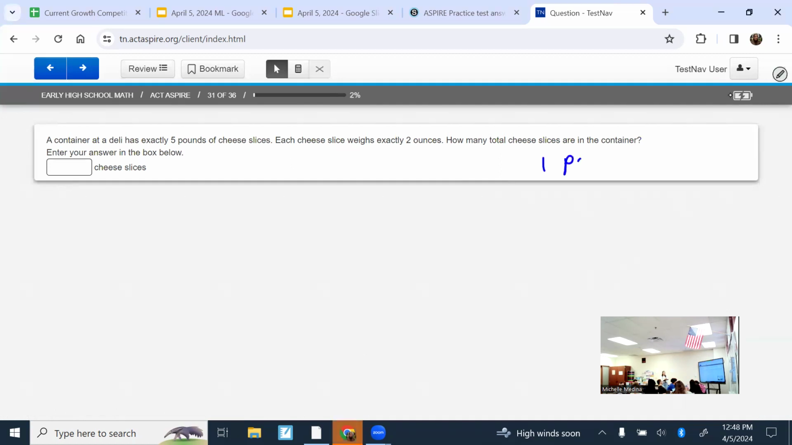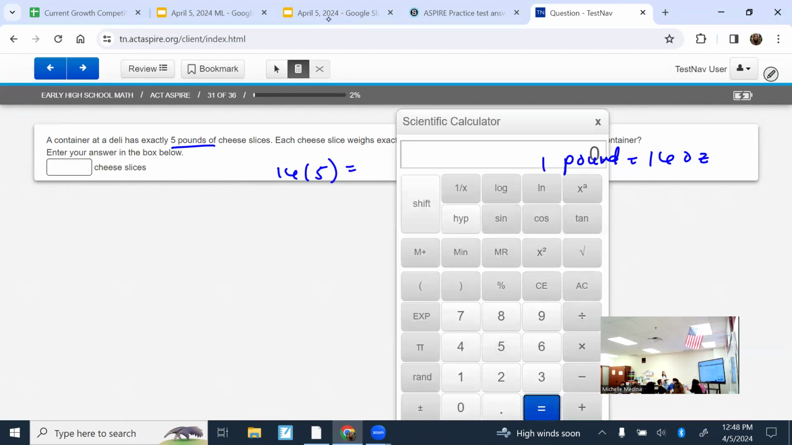16. Otherwise, how would you know if you didn't know that? They said that there's 5 pounds. So what math do I need to do to figure out how many ounces that would be? Okay, good. So there's 16 ounces per pound and I have 5 pounds. I'm going to do 16 times 5, which is 80.